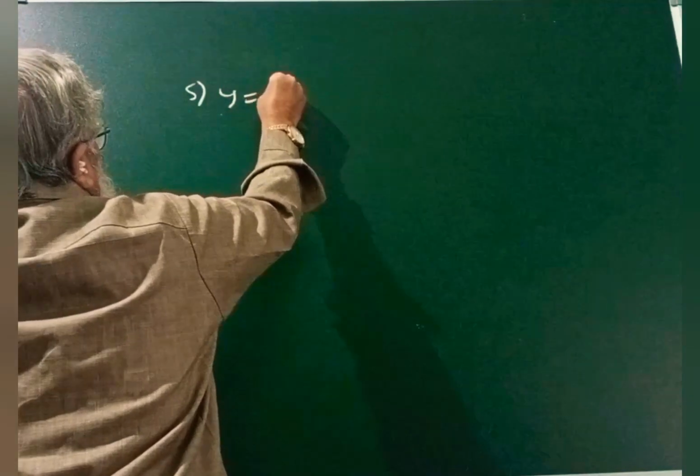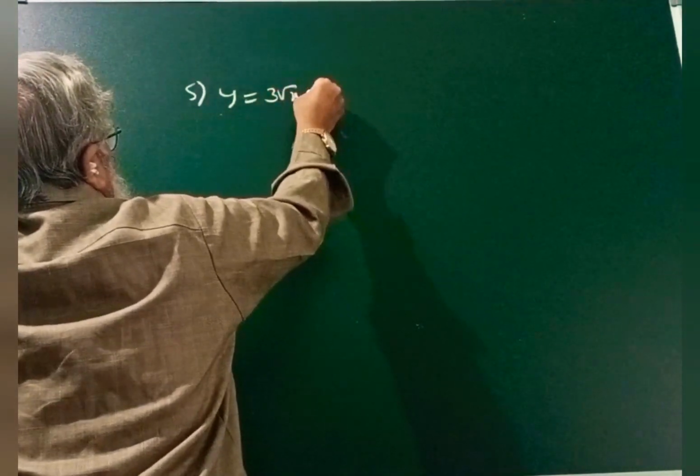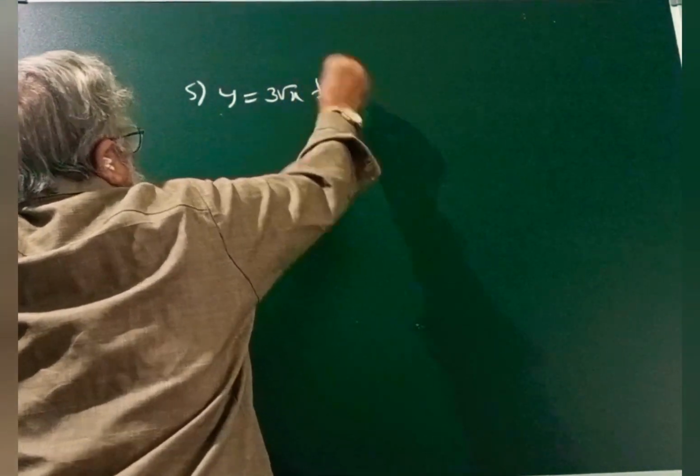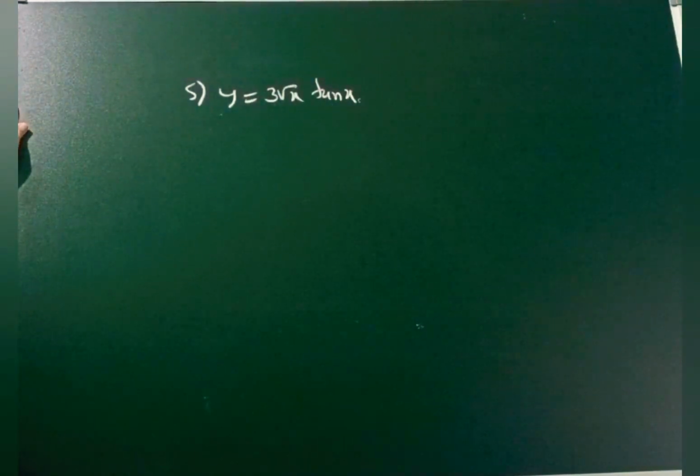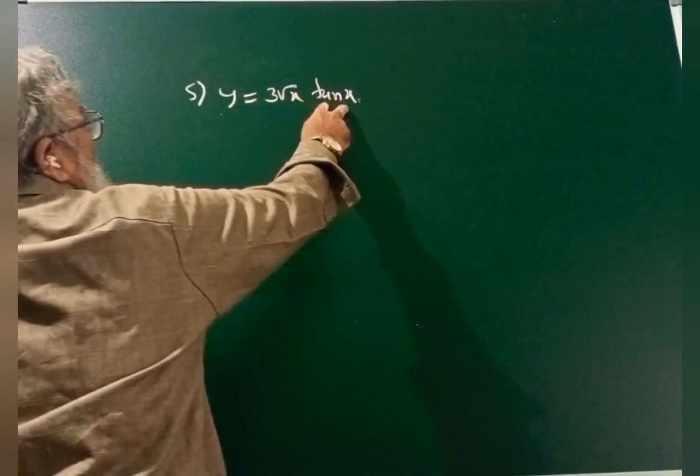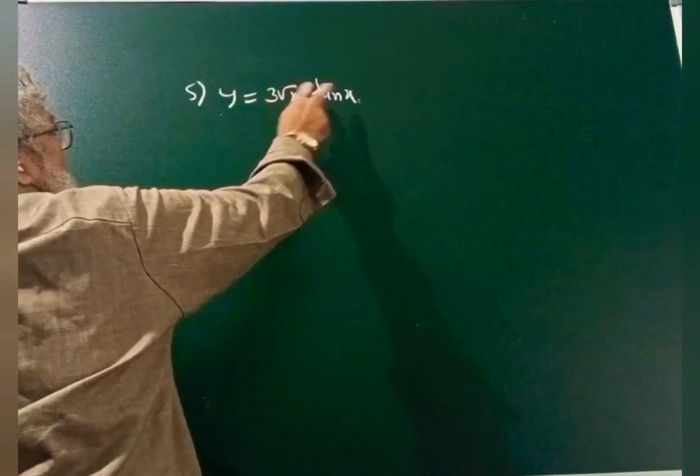Y is equal to 3 root x into tan x. We have to find the derivative of this. Now if you look at this, it is a product rule. The 3 root x is one function, tan x is another function, and there is a product sign between them. So we should apply the product rule.